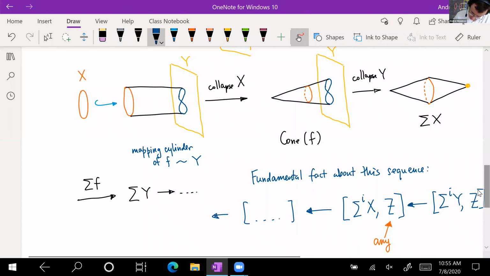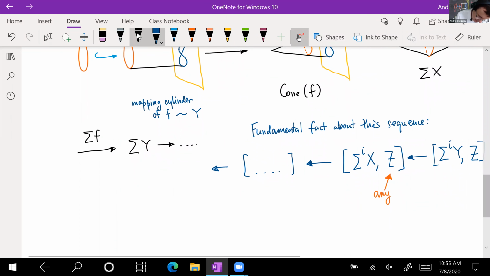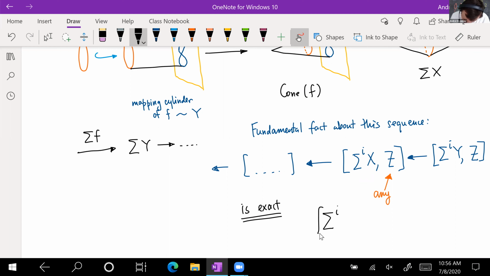Now this sequence is exact. And then moreover is exact. Since I'm taking maps, what does it mean to have an exact sequence of sets? But in fact, it's an exact sequence of, so if I take the homotopy classes from the suspension of X.